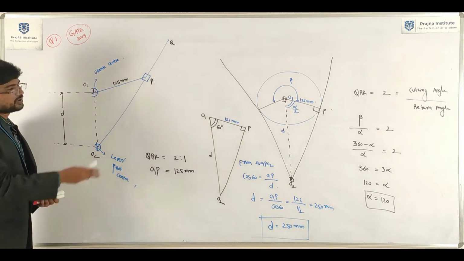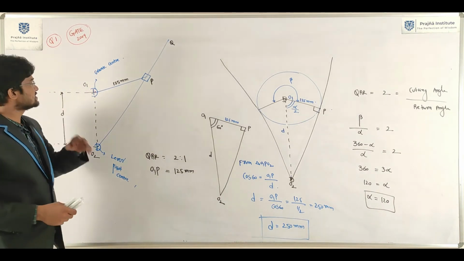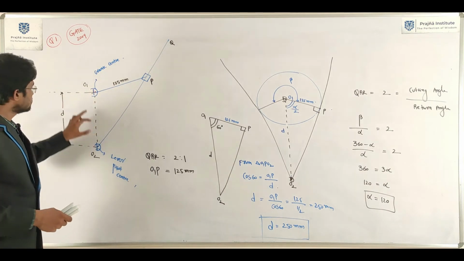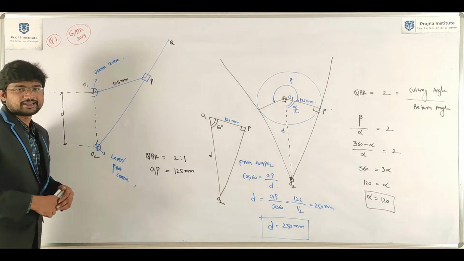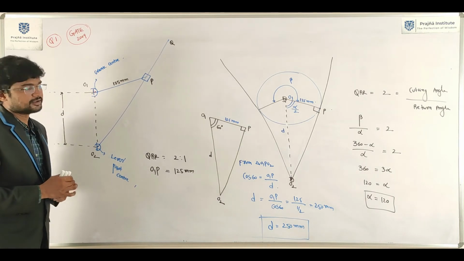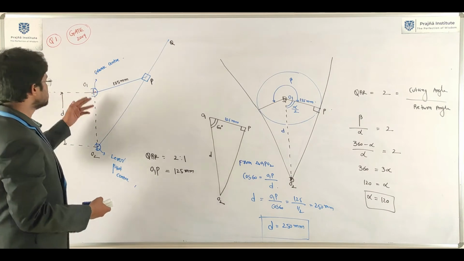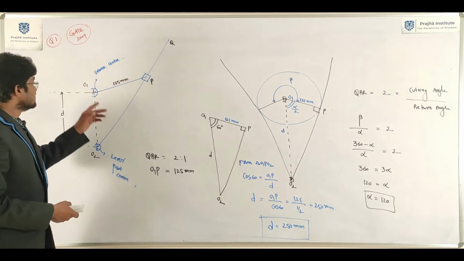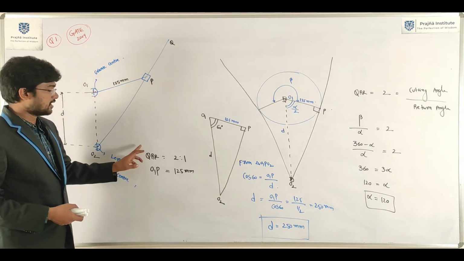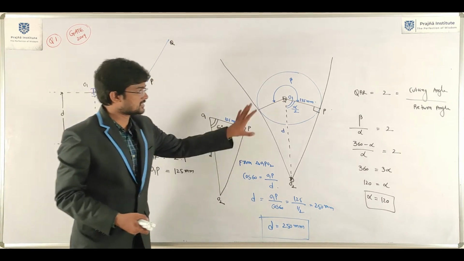So there is no need to solve this much actually. Quick return ratio 2 means that if it is 125, the answer should be double that, so it will definitely be 250. This is the procedure to determine the distance between two centers when the radius of the crank and the quick return ratio are given in the problem. So first draw this figure.